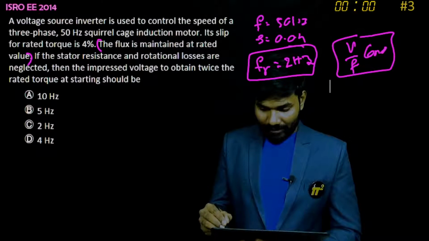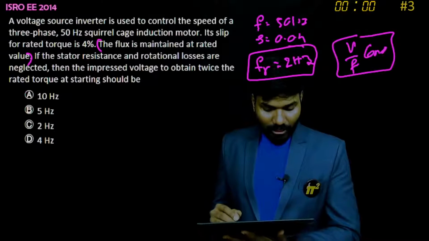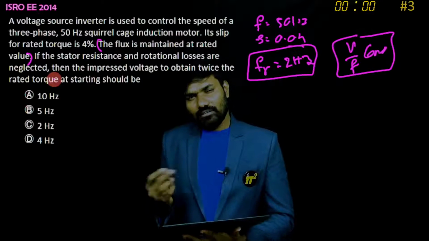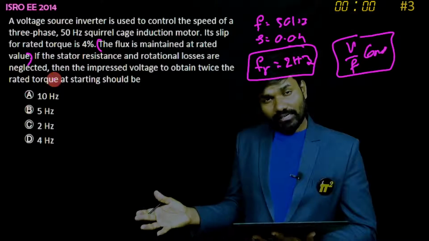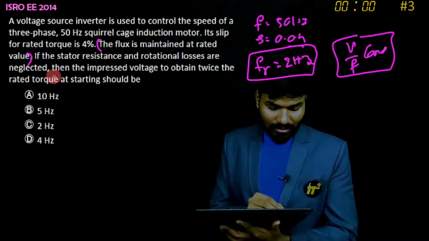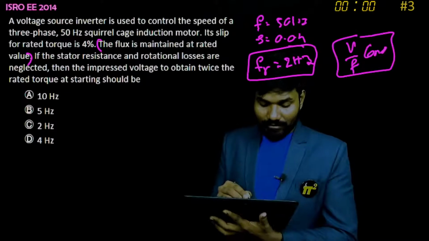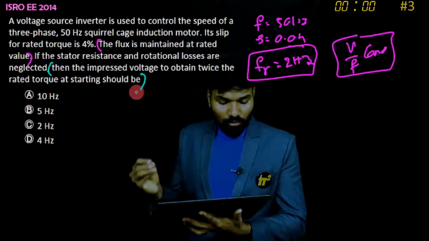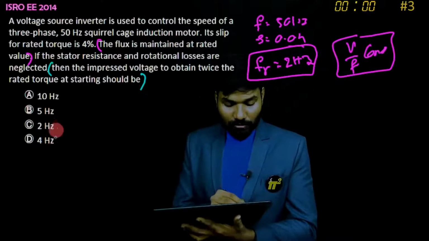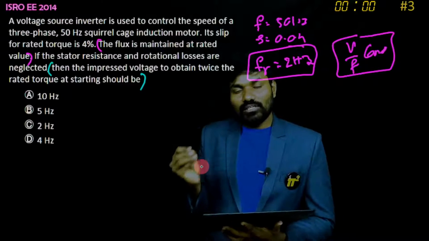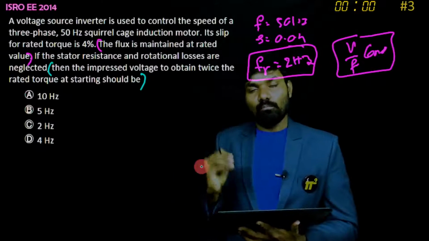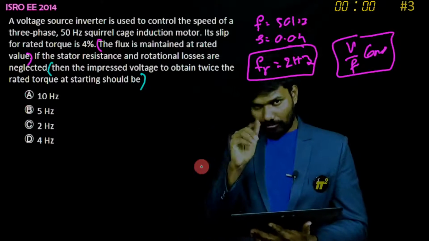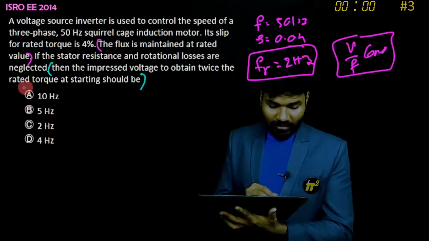If the stator resistance and rotor losses are neglected, that's to put you at a comfort zone. We take that approximation, ignoring the losses. Then comes the real question: what should be the impressed voltage frequency? Because options are given in terms of frequency. What frequency should I give at the input, careful, to obtain twice the rated torque?